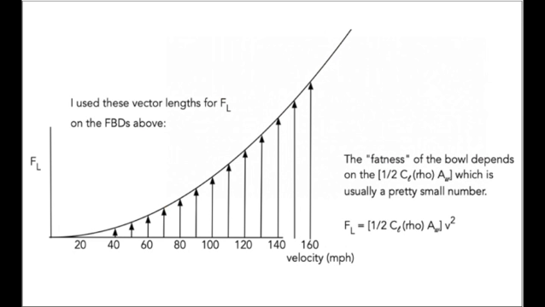I based the length of my lift arrows on this graph that I made. This is a parabola again, because lift also grows exponentially with velocity. It's 1/2, instead of 1/2 D rho A, it's 1/2 C rho A, and that A is not the profile area, but the area of the wing.